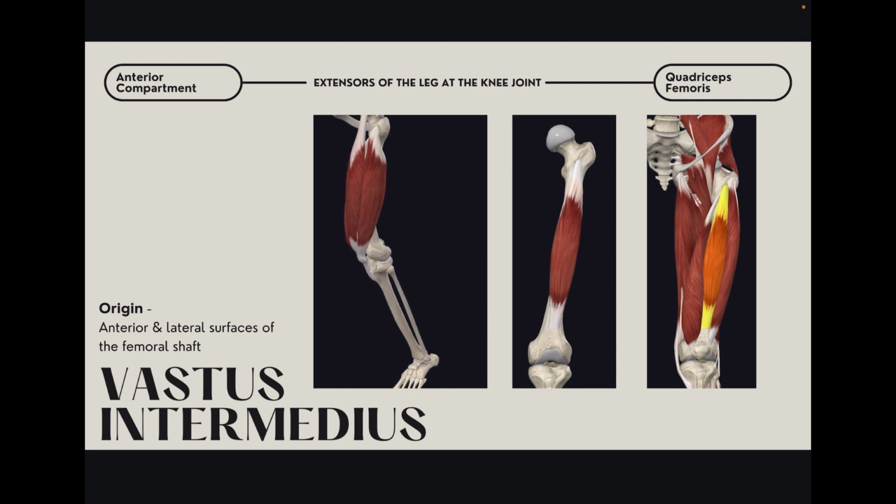Then we have vastus medialis, which is coming from the intertrochanteric line and from the medial lip of linea aspera. From the lateral lip of linea aspera and from the greater trochanter, we have vastus lateralis. And vastus intermedius is in the middle, coming from the shaft of the femur.